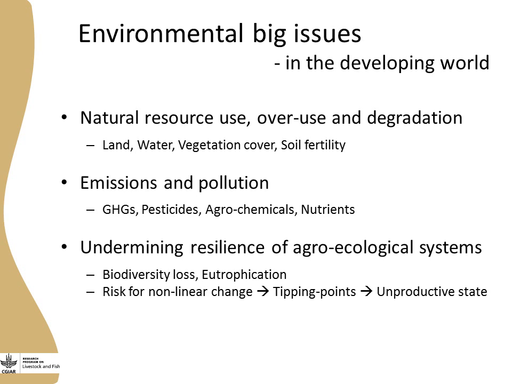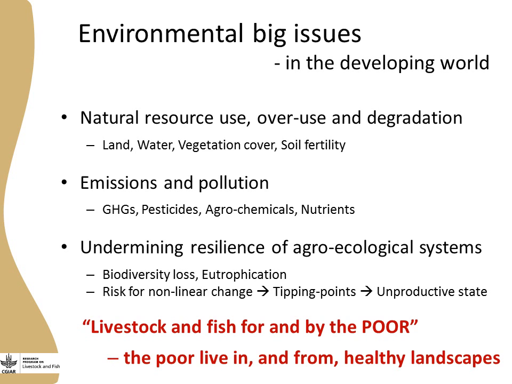When we increasingly put pressure on the environment, there's a risk of non-linear change. There's a risk that we reach a tipping point where the entire system flips into an unproductive state. Livestock and fish is for and by the poor. And the poor live in and live from and depend upon healthy landscapes. This must be our focus when you think about environment and livestock and fish.